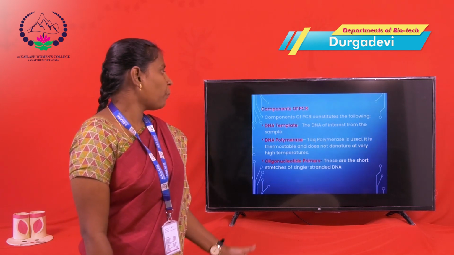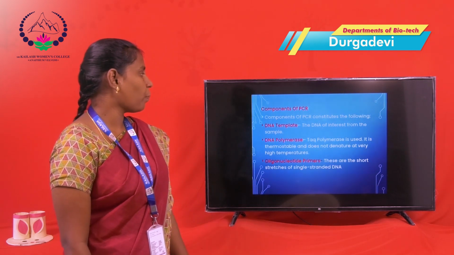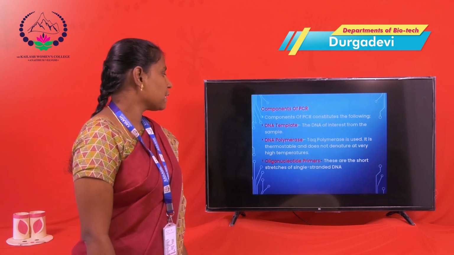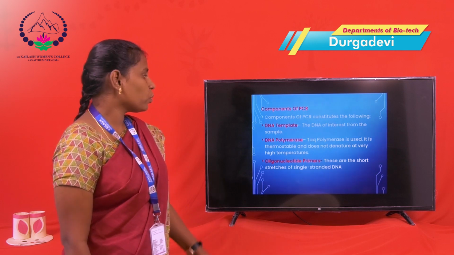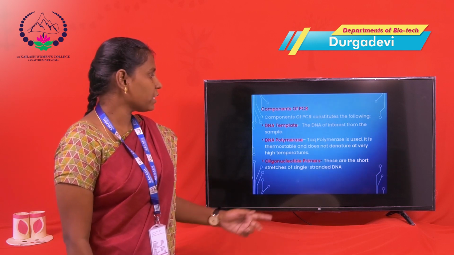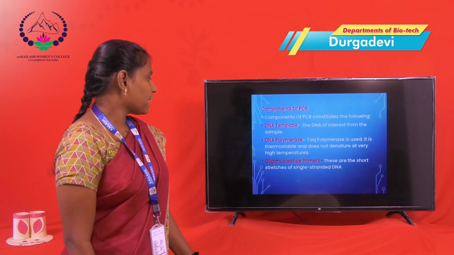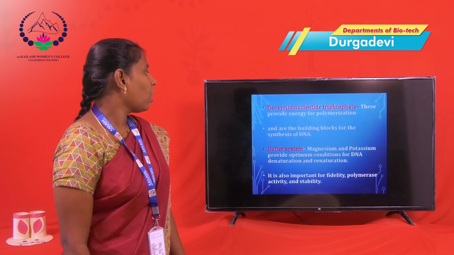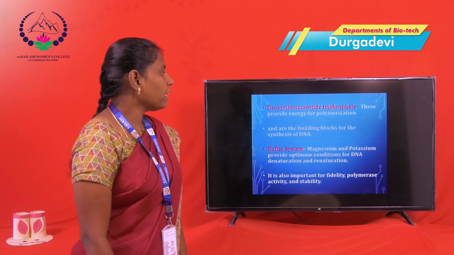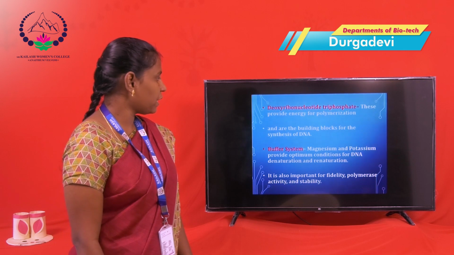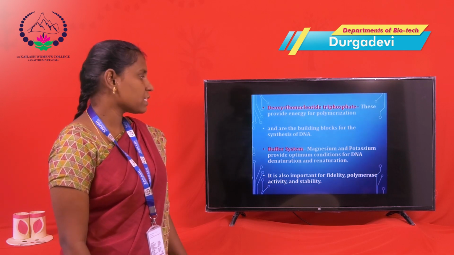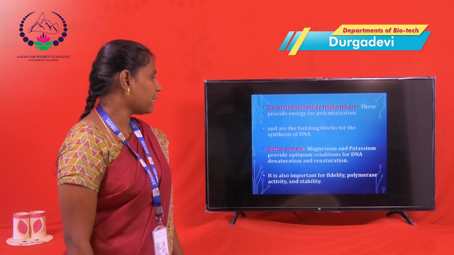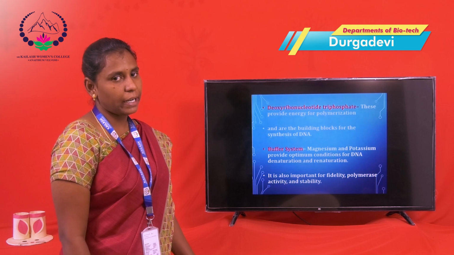Next, components of PCR. These are the following components. DNA template. It is the gene of interest. DNA polymerase. It is Taq DNA polymerase. It is thermostable, so it does not denature at very high temperature. Next one is primer. This is a short single stranded DNA. Next one is deoxyribonucleotide triphosphate. It provides energy for polymerization. Then, it is the building blocks for synthesis of DNA. Buffer system. It is used to maintain the optimum conditions for DNA denaturation and renaturation.